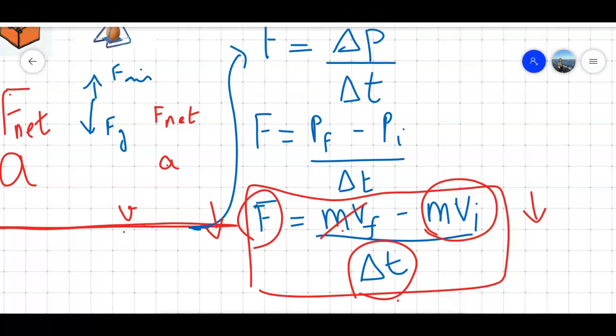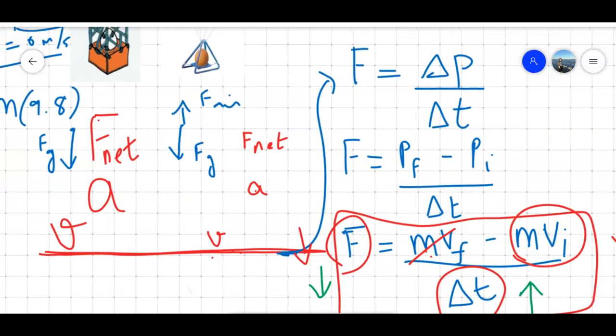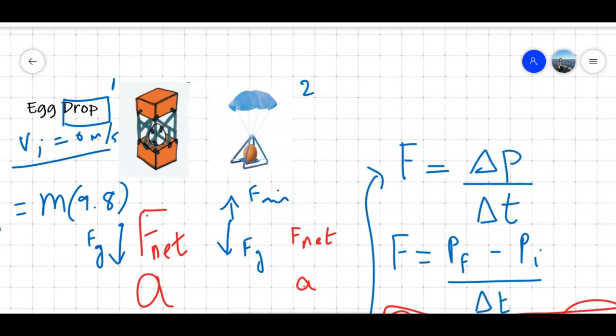Another thing to consider is the stopping time. If it takes a longer time to stop, that means if this time is more, because it's in the denominator, your force will be less as well. So even if your structure stops quickly, you must design a structure such that the time for the egg to stop is a lot more.